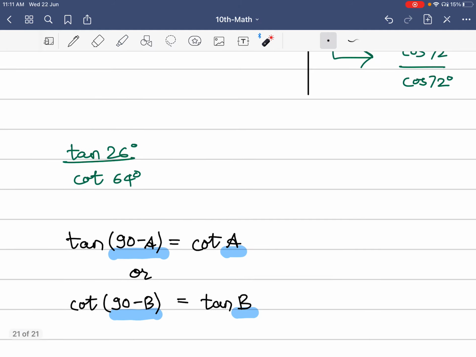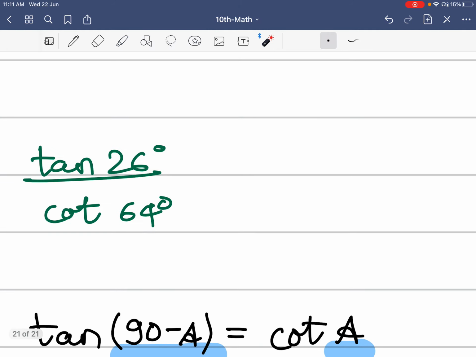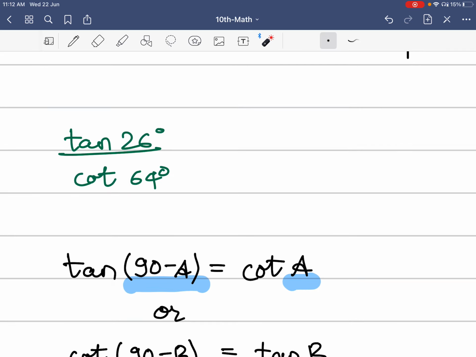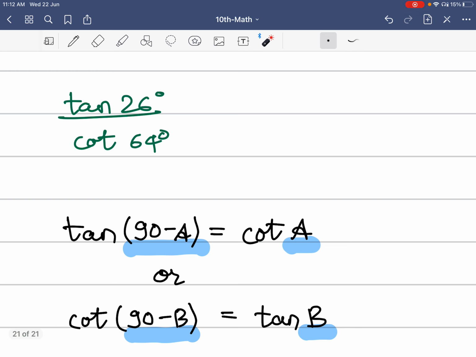So again, if you focus on the problem that is given to us, you can see that this is tan, this is cot, and 26 and 64. If you do the summation, 26 plus 64 is equal to 90, which means I can convert tan to cot or cot to tan using this property, using these expressions.